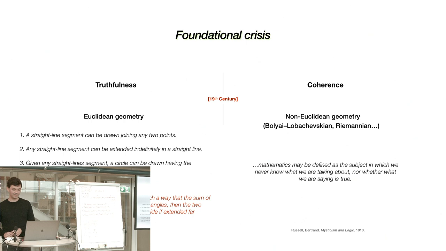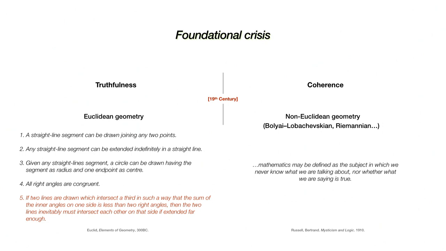Well, everything was fine until the 19th century. No one doubted that Euclid's method had any faults. And then in the 19th century, you have a lot of knowledge accumulated. And it's not very much related. It was quite a mess.